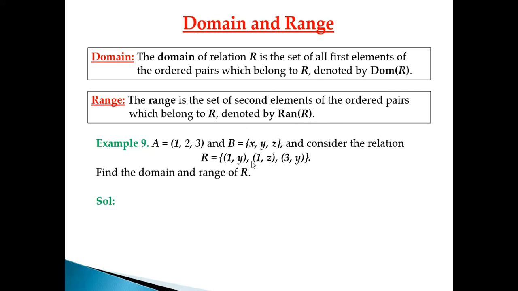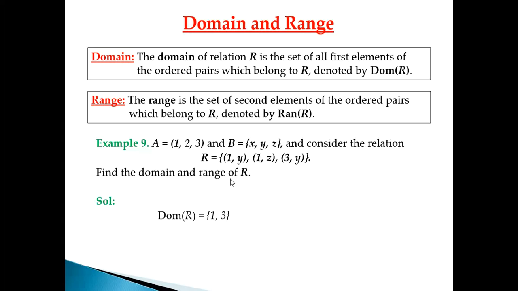So now let's take an example for this. Here we have a set A in which we have the elements 1, 2, 3, and set B has the elements x, y, z. We consider the relation given here: (1,y), (1,z), (3,z). We have to find the domain and range. So what will be the domain of R? We concentrate only on the relation, the ordered pairs. The domain means the first elements: 1, 1, 3. It means the first elements are 1 and 3. So our domain of R is {1, 3}.